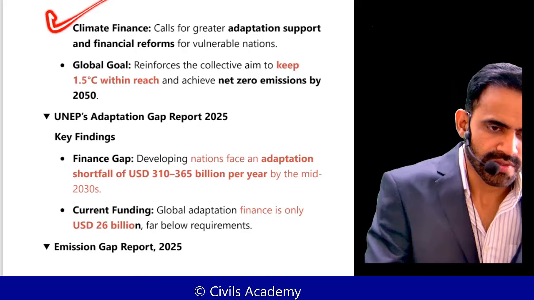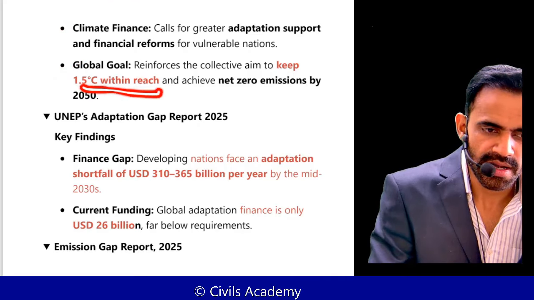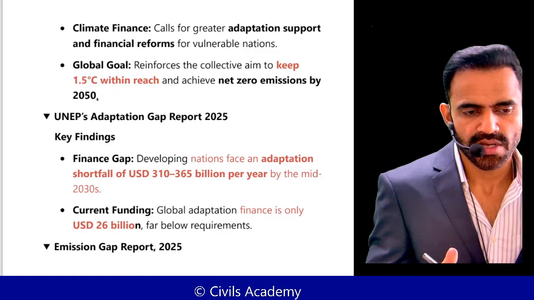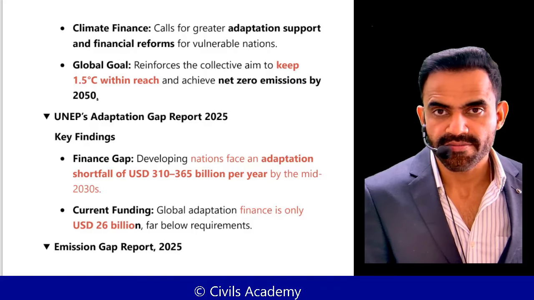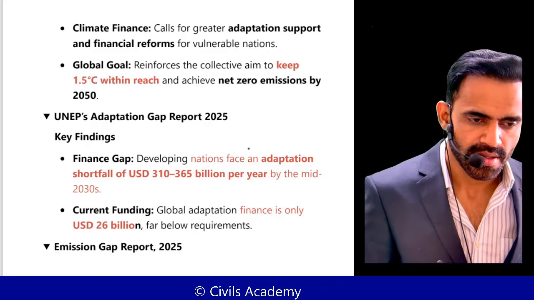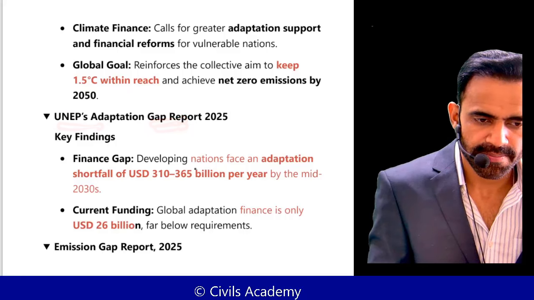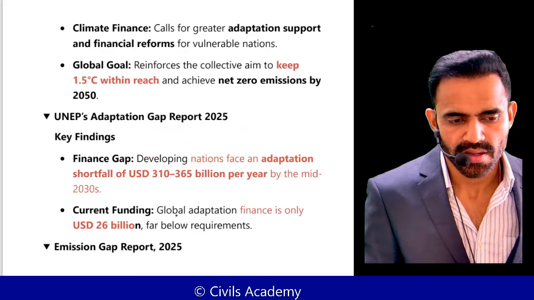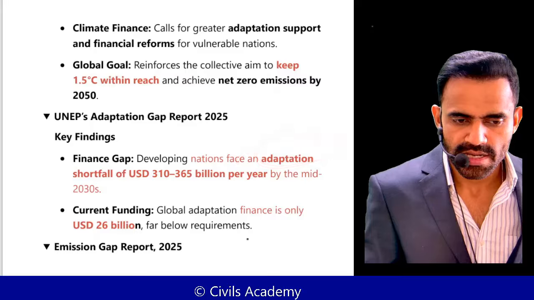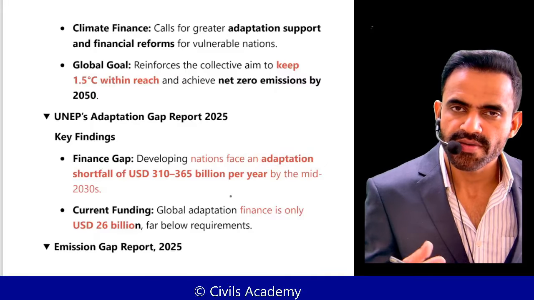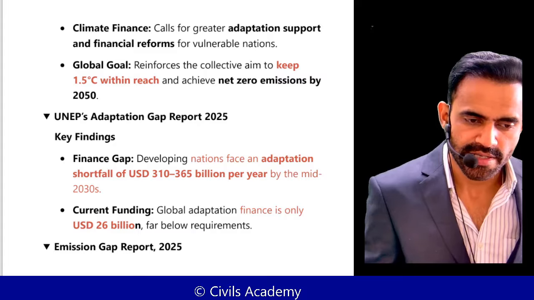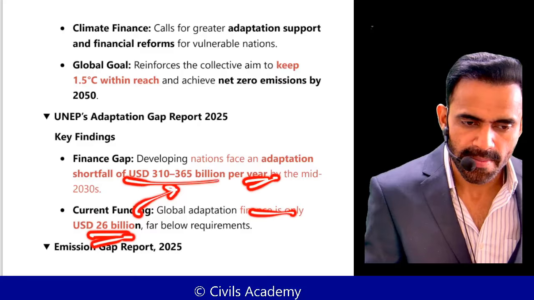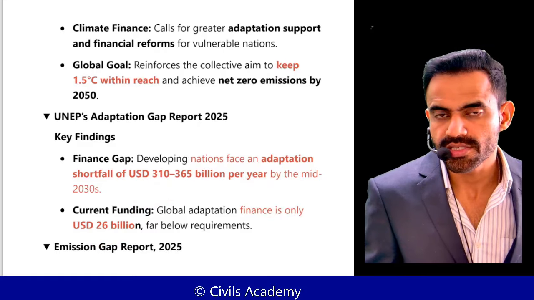It also discussed climate finance and the global goal. Understand, this is our ideal goal. We want to keep it to 1.5 degree, but of course, various reports have specified that it is very difficult to reach that target. Okay. Next is the UNEP Adaptation Gap Report. So developing countries face a resource crunch to deal with adaptation. In a very simple sense, to deal with climate change, they need money and they don't have that much money. The current funding is only $26 billion and they need $300 billion to $365 billion per year.